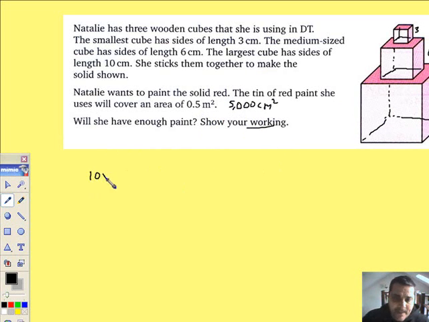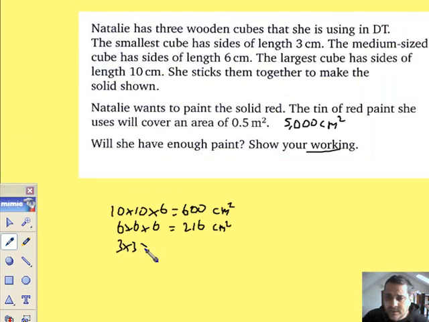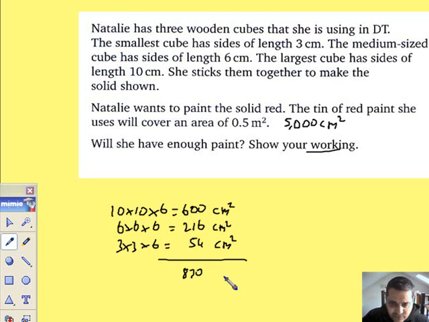So the large one's going to be 10 by 10, and I've got 6 faces of the same. That's 600 centimetres square. And this one's going to be 6 times 6, and I've got 6 faces again. That's 216 centimetres square. And the baby one, it's going to be 3 by 3, and I've got 6 faces because it's a cube, and that gives me 6 9s are 54, I think. Altogether, that's 870 centimetres squares of surface.